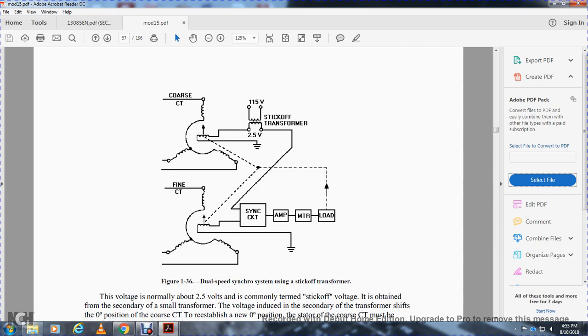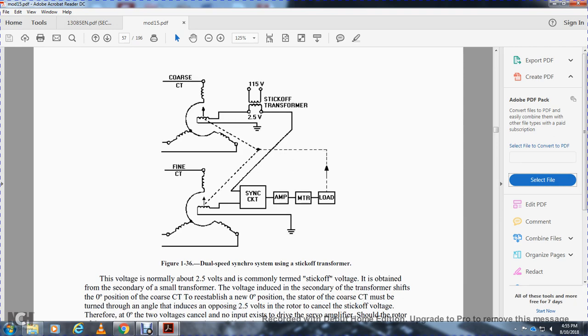Figure 136, the dual speed synchro system. You see the stick-off transformer, the fine control transformer, going to rotor, going to synchronizing control, the amplifier, motor load and winding. The coarse control transformer, 115 volts, stick-off transformer 2.5 volts grounded, and fine control transformer rotor shaft grounded.